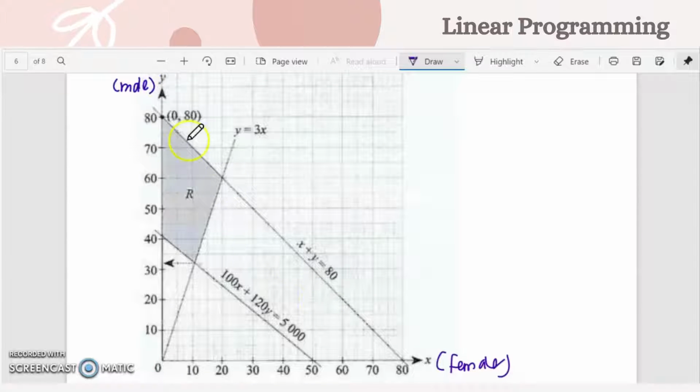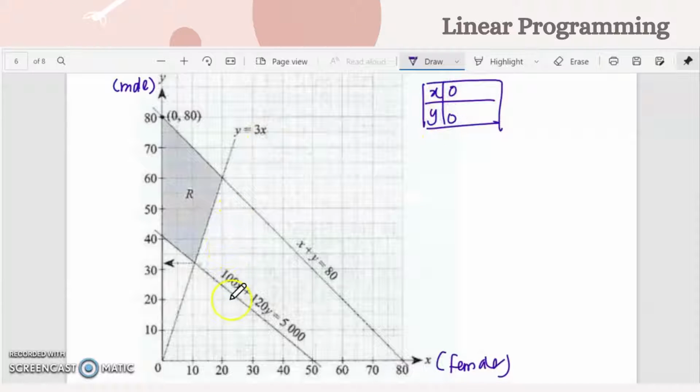Okay, so we draw the straight line based on the inequalities. Okay, so we have Y equal to 3X. Okay, you can choose any point. Okay, contoh kalau kat sini ni dia ambil point yang mudah lah. Okay, which is X 0, Y will be 0. Okay, and then choose X 10, and then Y will be 30. X 20 and then Y will be 60. That is for Y equal to 3X.